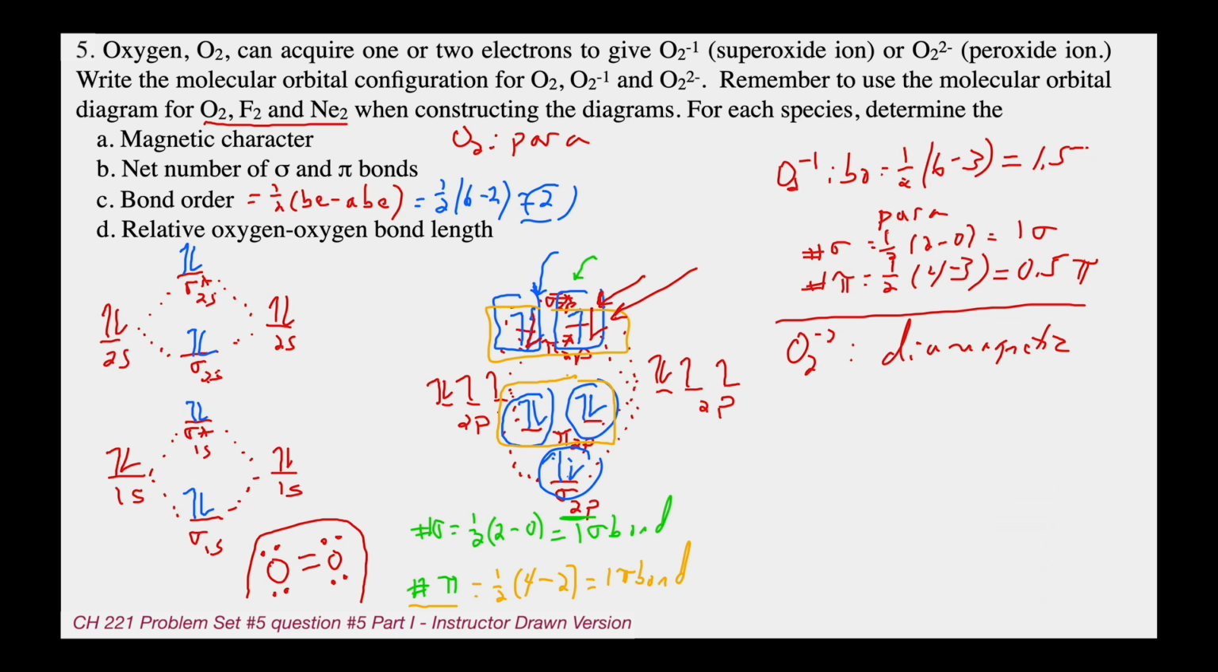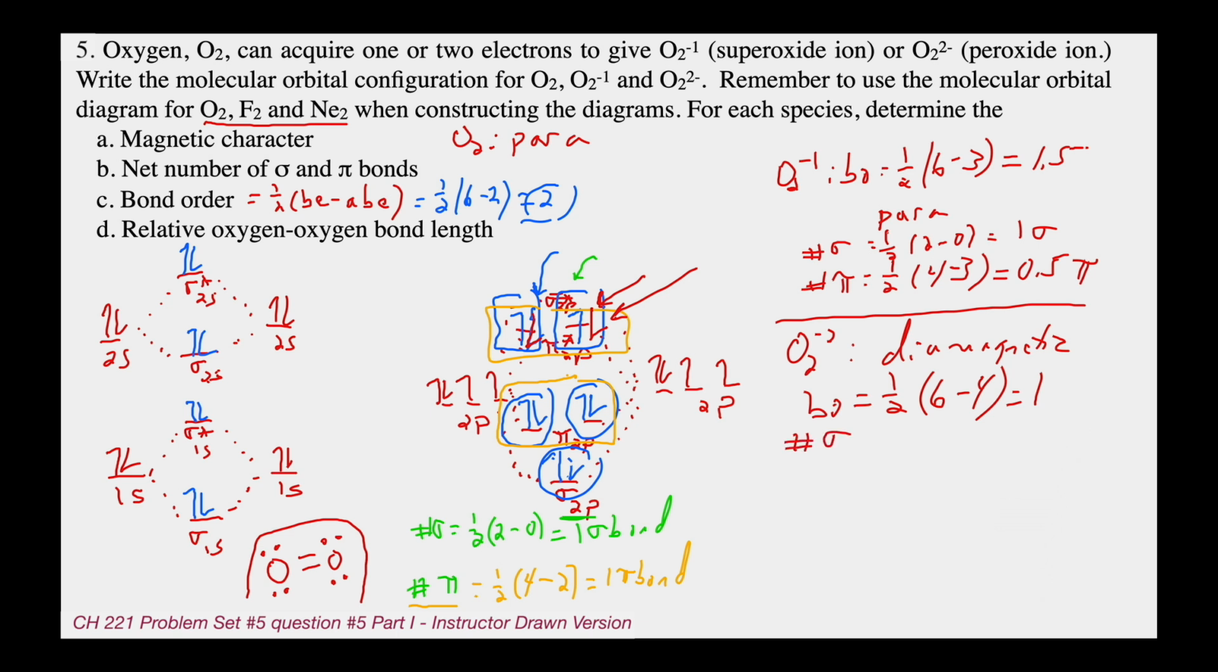Anyway, I digress. The bond order for this one is 1/2 bonding minus antibonding. I still haven't affected the bonding electrons, but I added one more electron, which went in an antibonding pi orbital. 1/2 of 6 minus 4, so 1 is the bond order. So notice that bond order is going from 2 in neutral oxygen to 1.5 in the -1, and now to just 1 in O2 -2.